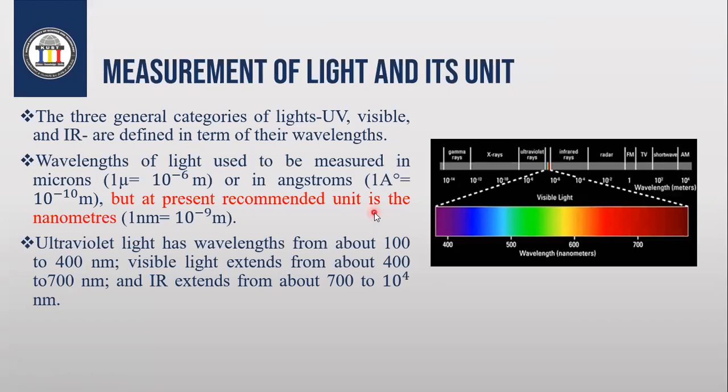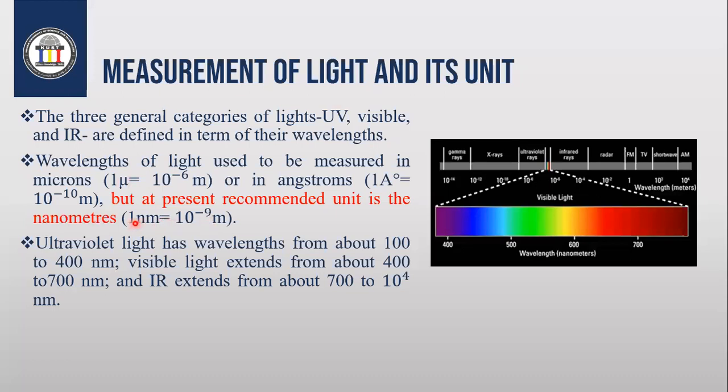In terms of the measurement of the light and its unit, as we said, we have the 3 general categories of light: UV, visible and IR, which are defined in terms of their wavelength. This is an important one. The wavelength means length, so it can be measured in meters, centimeters, millimeters. But for light, sometimes we use microns, 10 to the power minus 6, or angstrom, 10 to the power minus 10. But at present, the recommended unit is the nanometer.